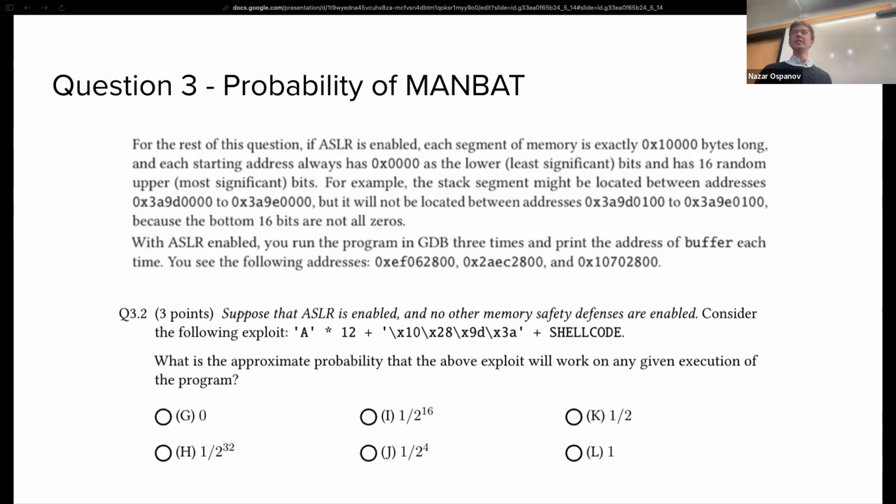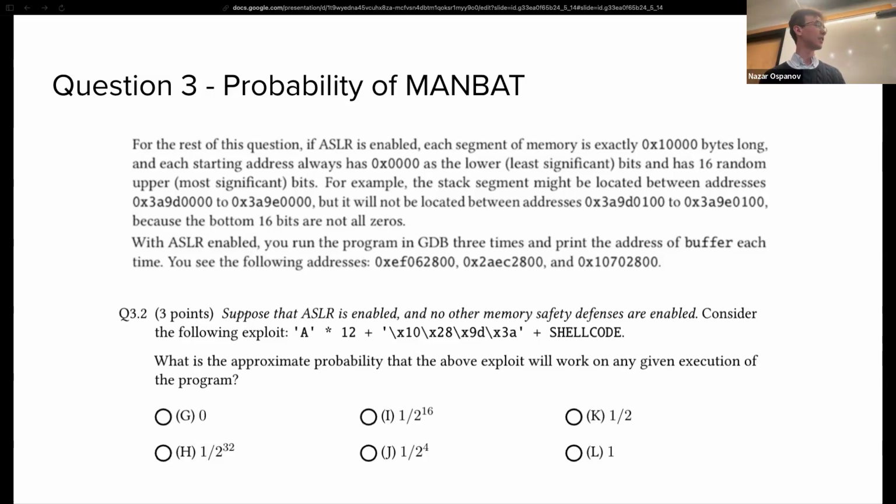All right, does anybody want to try and solve this question? Or does anybody have an answer to this question? Yes? Is your answer 1 over 2 to the power of 16? Yeah, that would be correct.